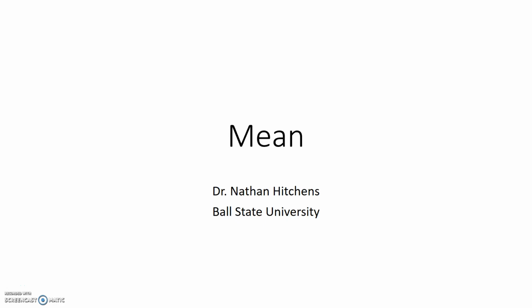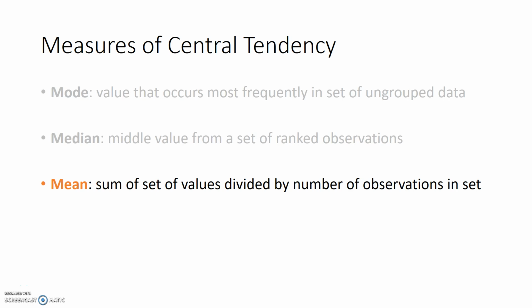We're going to continue now looking at another statistical value that we use to describe data, the mean. And this is our third measure of central tendency, where we looked at the mode and the median previously. Now we're looking at the mean, which we can describe as the sum of a set of values divided by the number of observations in that set. So we'll look at that a little bit more here in just a moment.